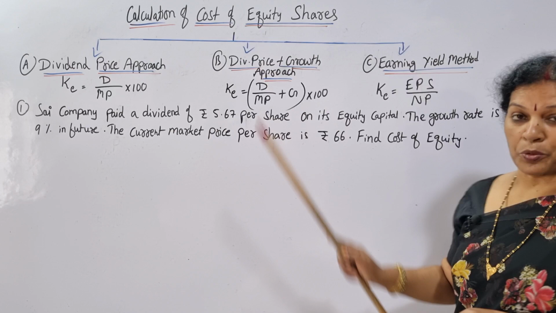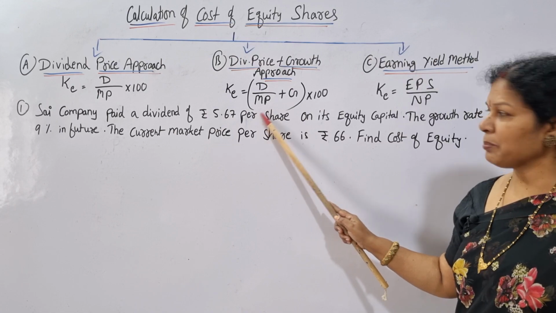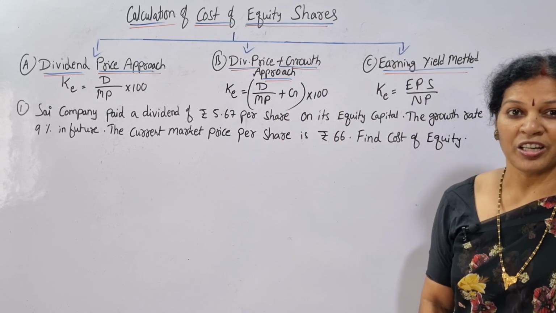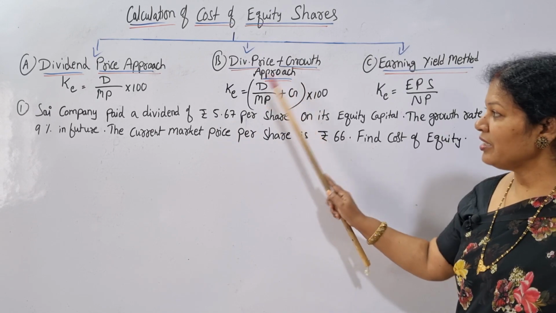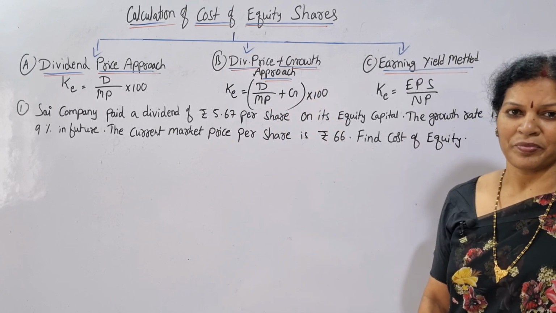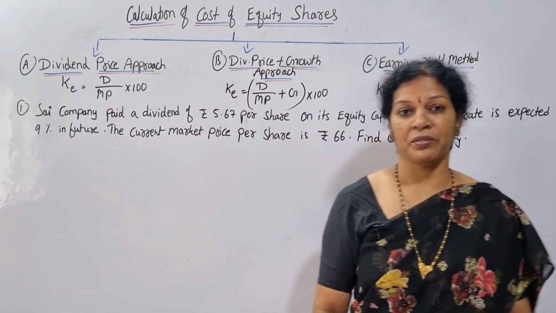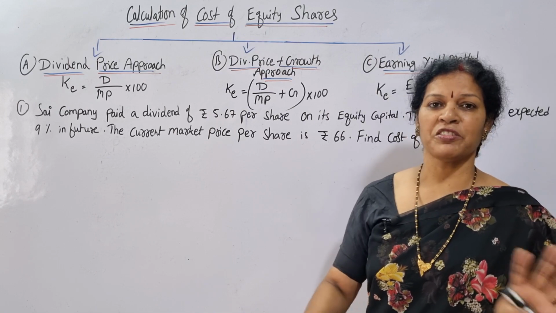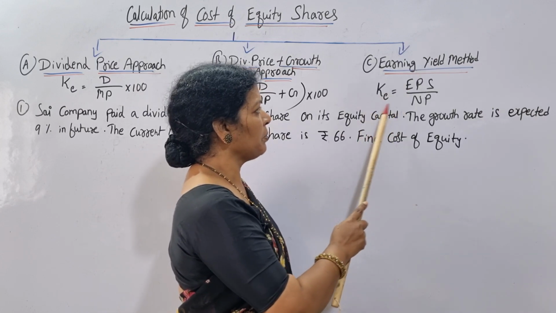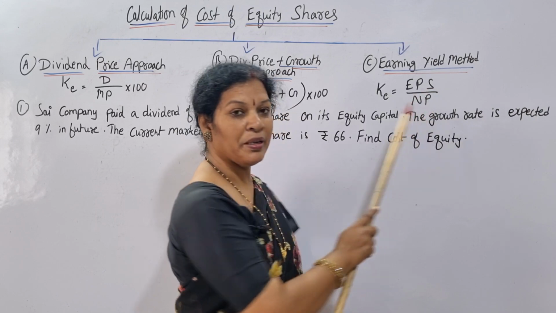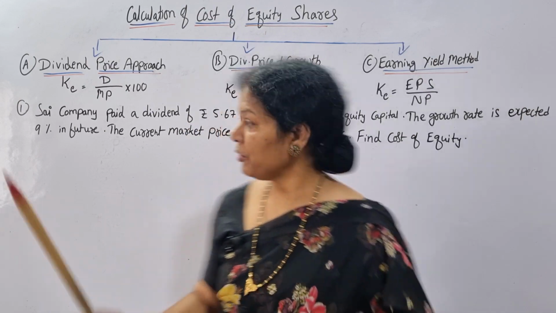If it is the dividend price plus growth approach, then same formula, D by MP plus G, where G is growth. KE is equal to D by MP plus G, whole into 100. Into 100 why? To get the percentage. So these are the main two formulas: D by MP into 100, and if it is growth, D by MP plus G into 100. And for the earning yield method, KE is equal to earnings per share by net proceeds. We'll be calculating only these two.